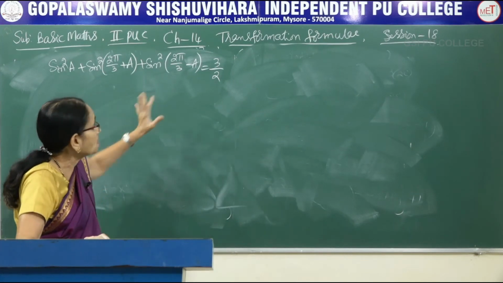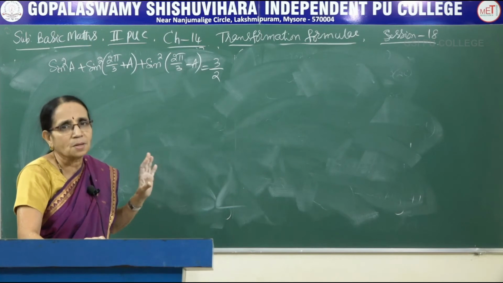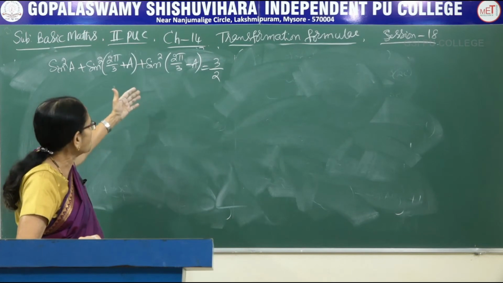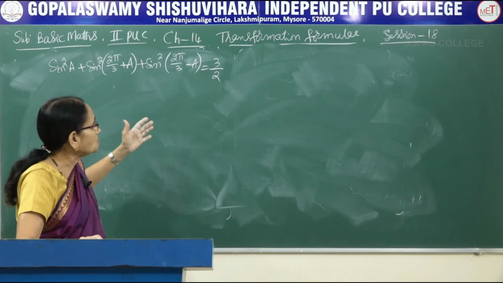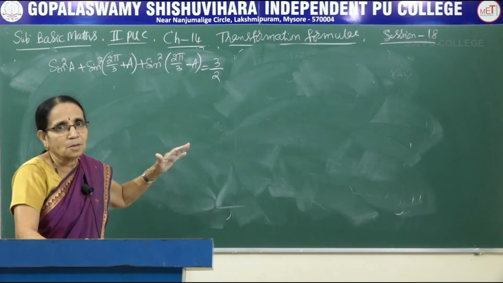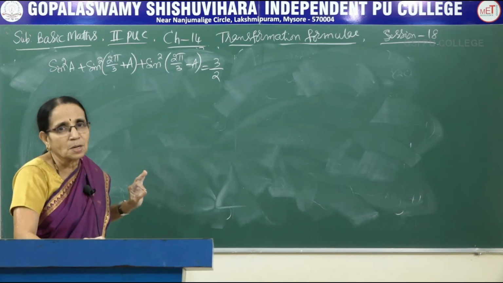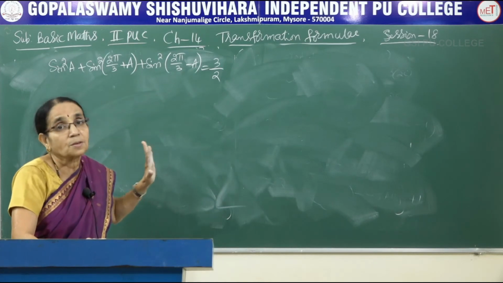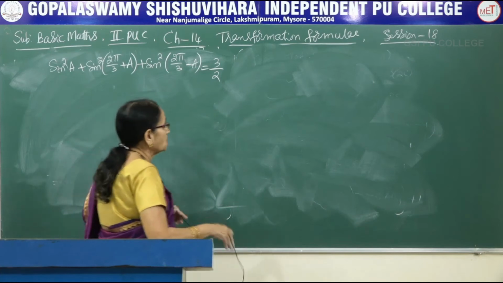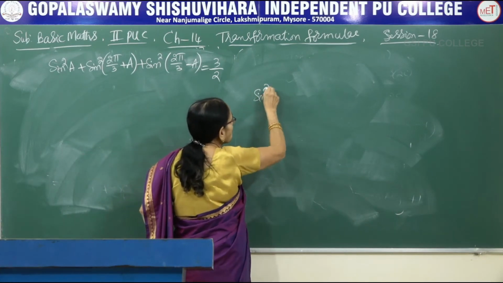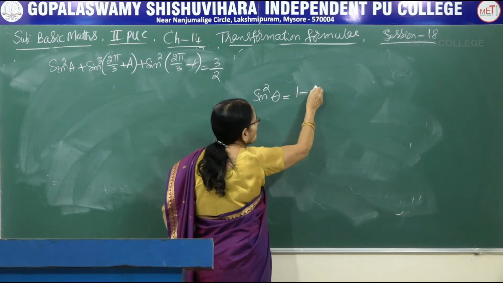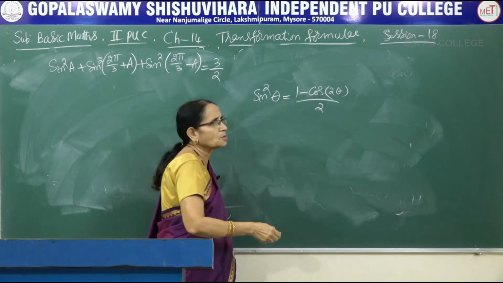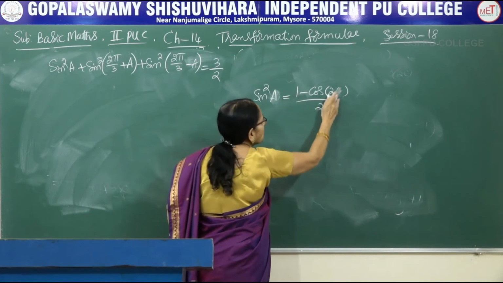Here, look at the right hand side. We have only a constant 3 by 2, a real number. That means that using the transformation formula and other things, the trigonometric functions get cancelled, and we will be left with only the number 3 by 2. Observe here also we have sin square, sin square, sin square, all the three sin square. So we use this fact, that sin square theta, let me write, is equal to 1 minus cos 2 theta divided by 2, or A also you can write, for our convenience.